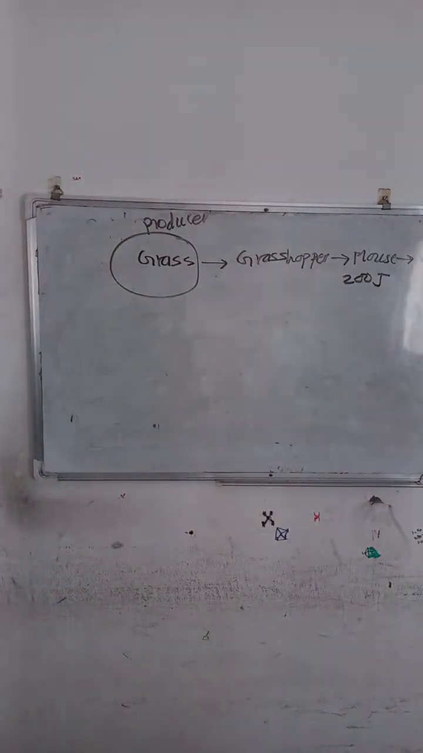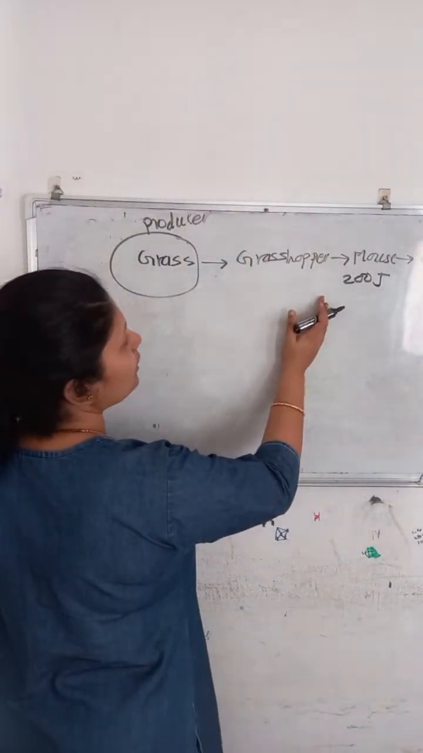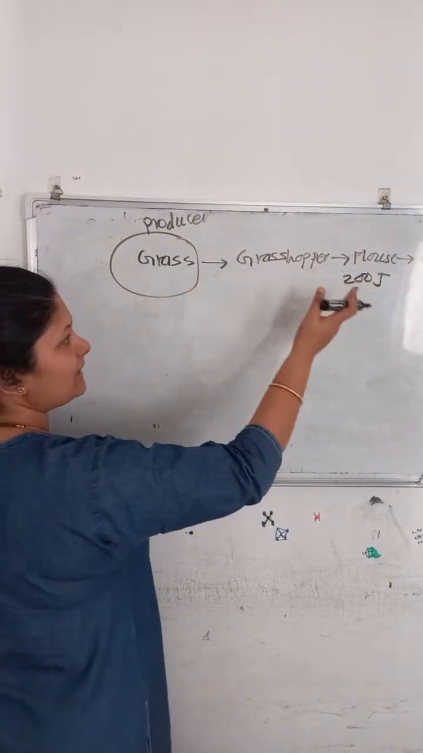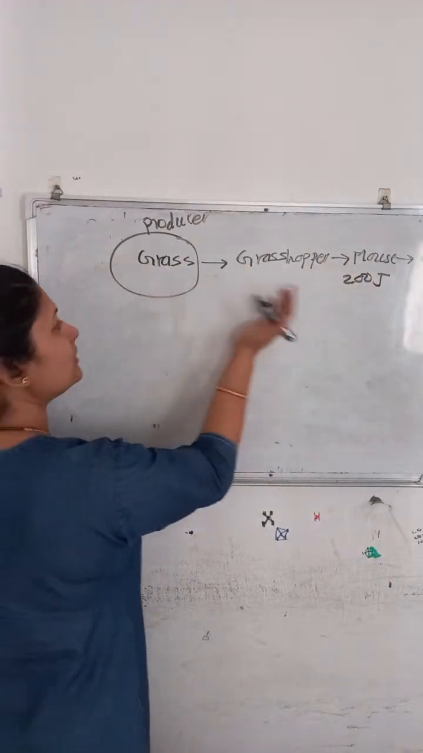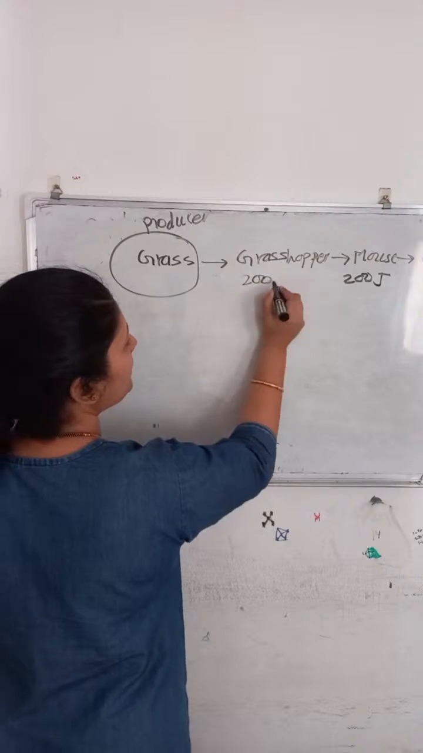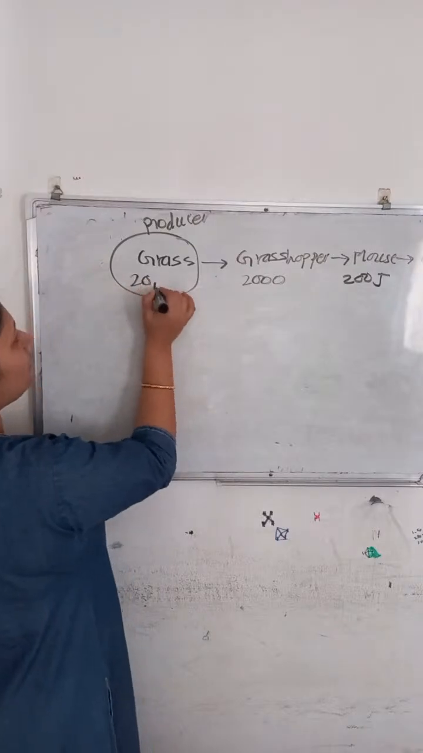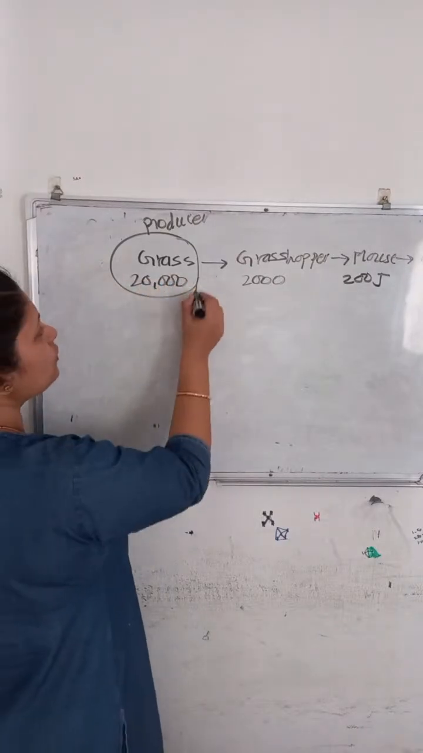Can you calculate here? At each trophic level, the ten percent law is present, no? As we go from primary to tertiary, we divide by 10, and if we go in the opposite direction, we multiply by 10. So 200 into 10 is 2000. 2000 into 10 is what? We get 20,000 joule as the answer.